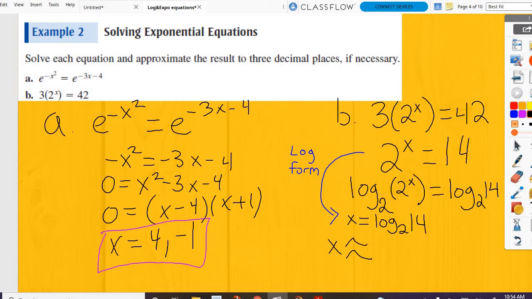So remember that if you have a scientific calculator, we're going to have to use our change of base formula and type in log of 14 divided by log of 2. Because there's not a special button on your calculator that allows you to put in log base 2 of 14. So what do we get if we type that in? 3.807. And that'll be our answer.